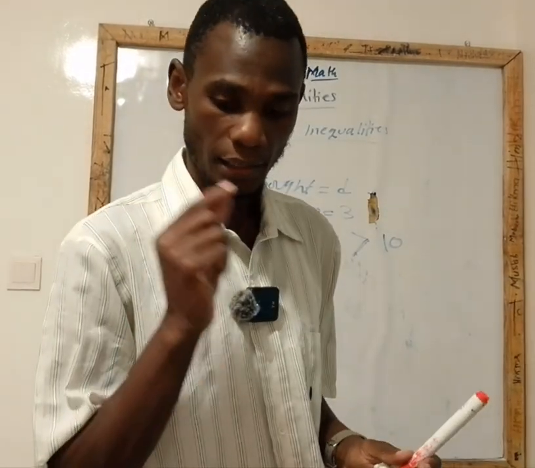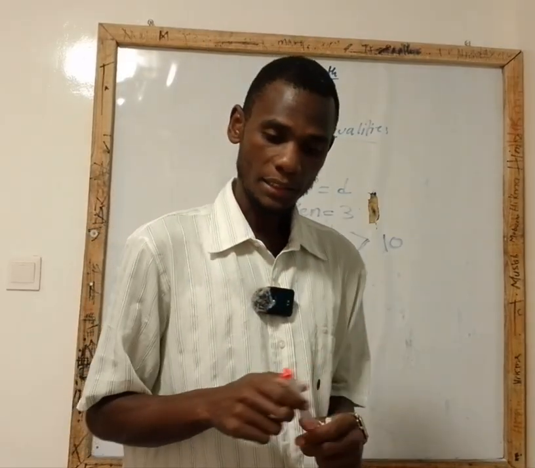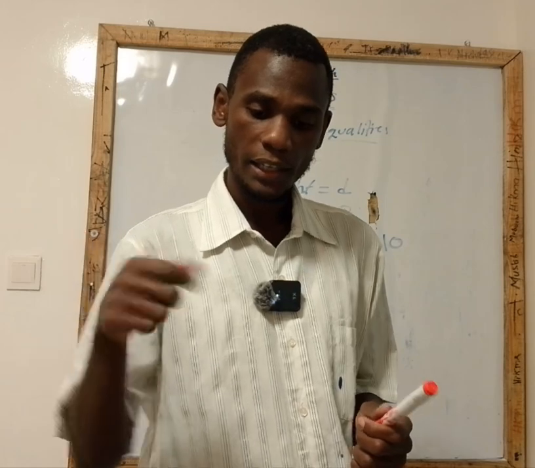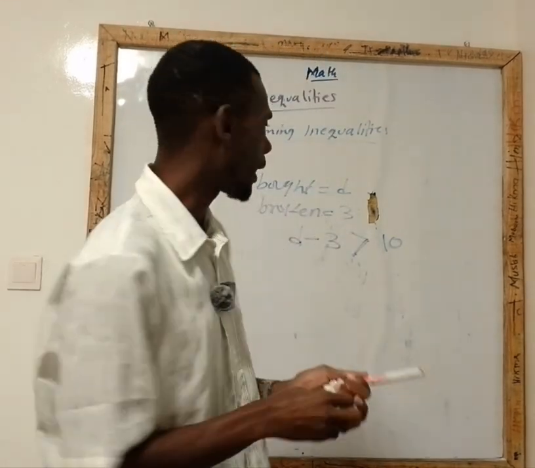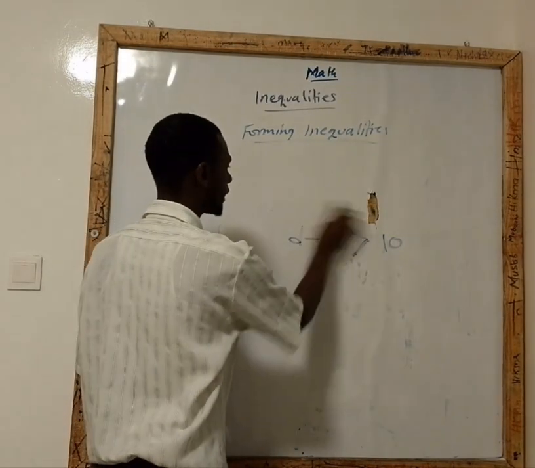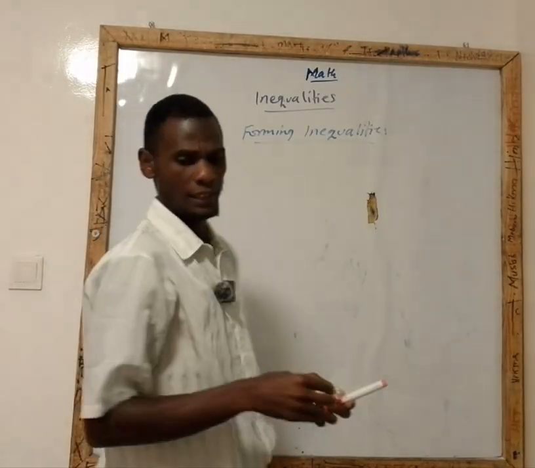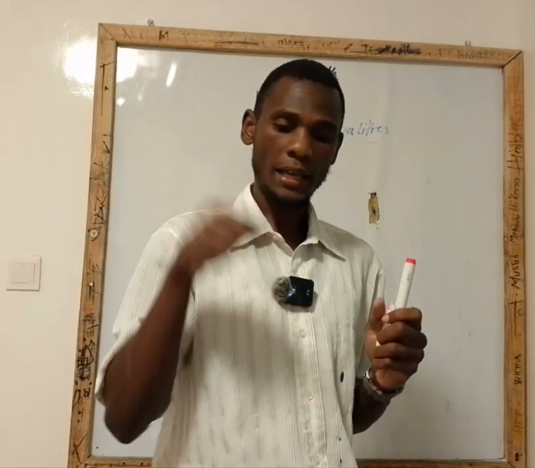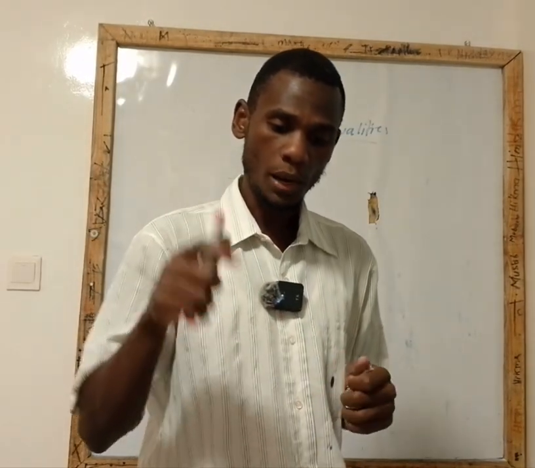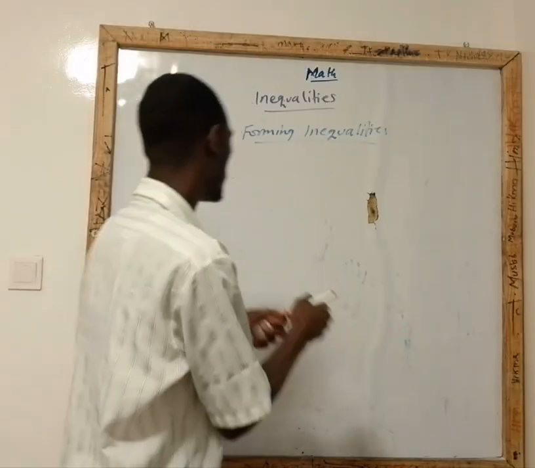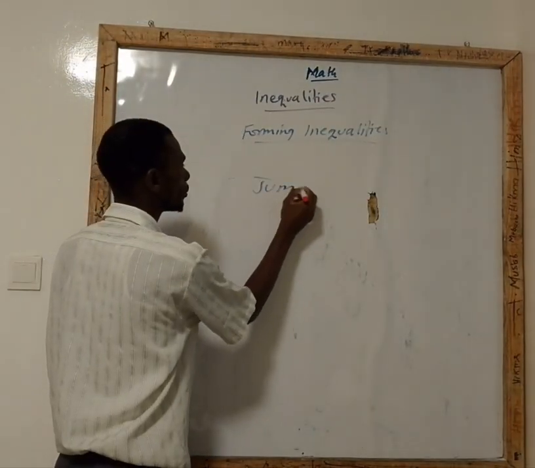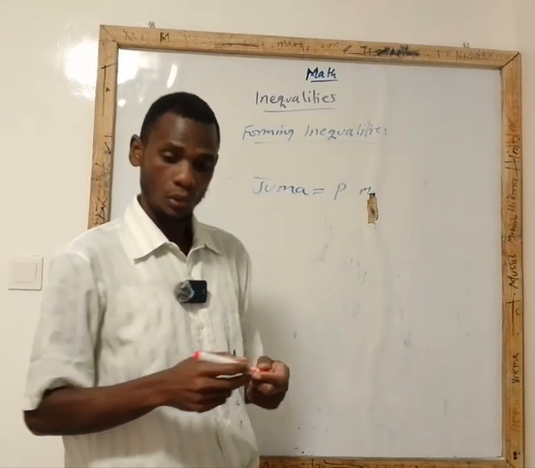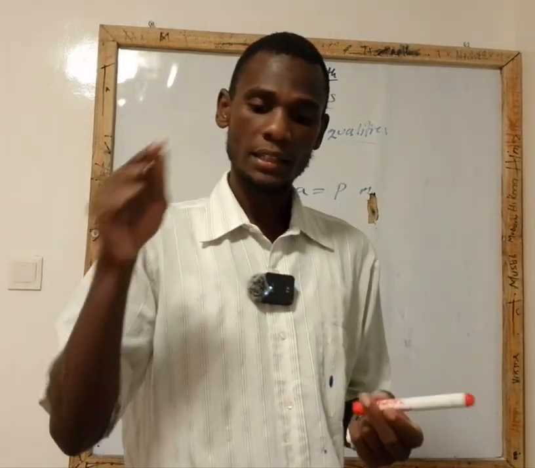Let me look at another, maybe the last example here. Juma, who is P meters tall, is taller than Amina. Now look at that. One statement, 2 people have been mentioned. So you have to be very keen to know whose height you have been given. So Juma, who is P meters tall. So you start with Juma because that is the height we know. Juma, you have been told, is P meters tall.